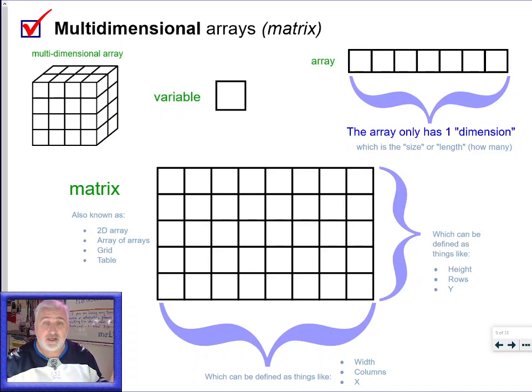So the multi-dimensional array, so if we start with a variable, move it to an array, which has 1 dimension, then a matrix has 2 dimensions. It has rows and columns. It has a height and a width. It has an x and a y. You can call it a matrix. You can call it a 2-dimensional array. You can call it an array of arrays. Call it a grid. Call it a table. You can visualize this thing.